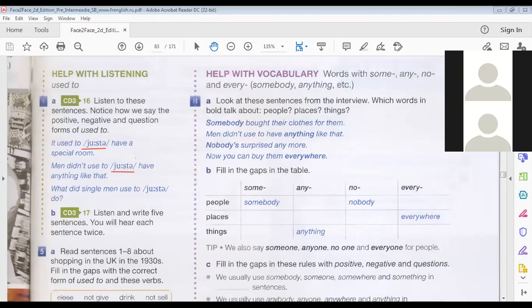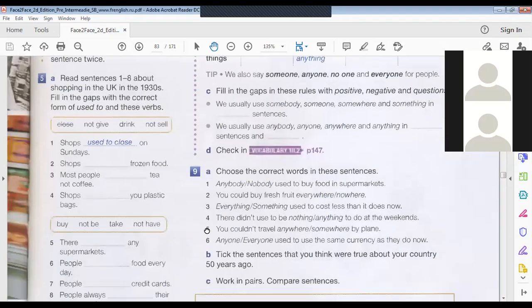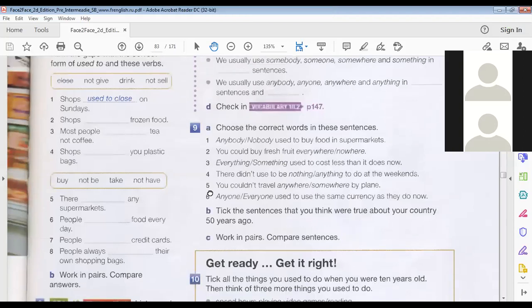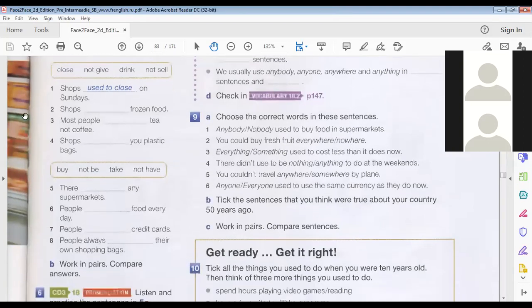Men didn't used to have anything like that. What did single men used to do? Used to do. So it's the same sound even when there's no D, even when it's in the question form or the negative form. So we talked about this. After we did the listening, we talked about these examples. In these examples, you need to use used to. And we had some disagreement, I think, here, but after that we answered them correctly.